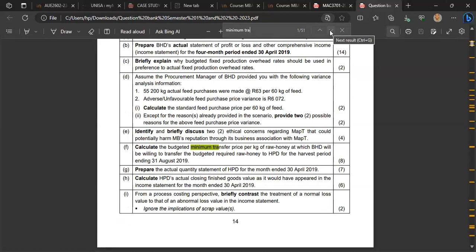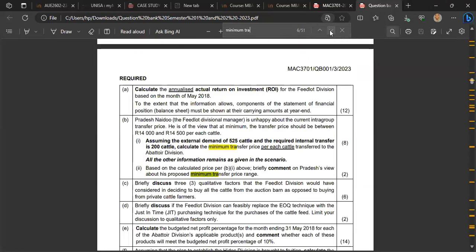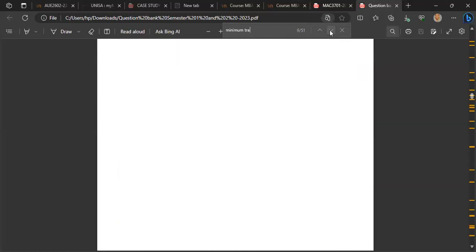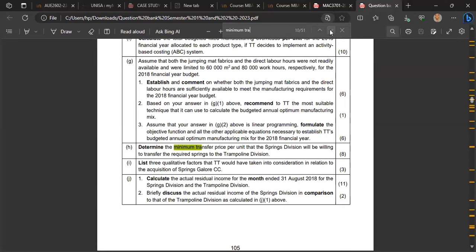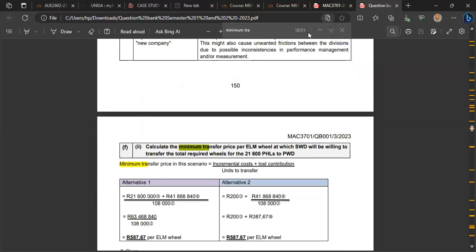What are we looking for here? We are looking for the method or the format, right? It's always nice if you can use formats that they use here, which I assume would be a recommended format. So you are not yet at the answer, so you keep searching. You keep searching, and then, okay, looks like this is where we are. Look at how beautiful this is. Minimum transfer price in this scenario is going to be incremental cost. You see, they are putting it right: incremental cost plus lost contribution divided by units transferred.